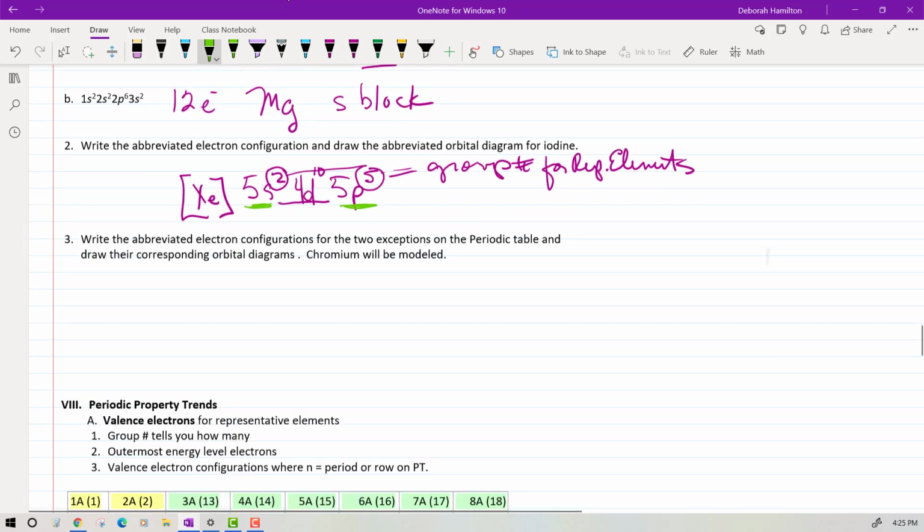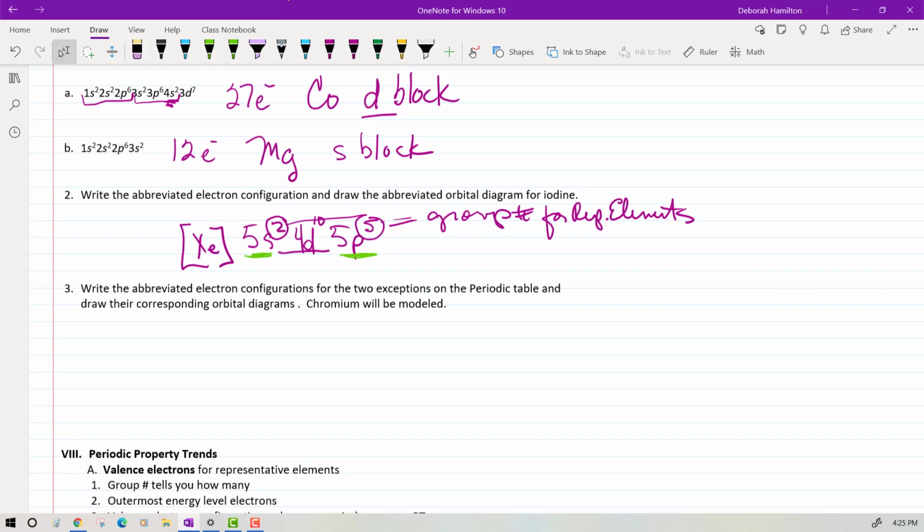Okay, and then the very last thing that we're going to do is copper and chromium. I'm going to model chromium. It's one of the exceptions on the periodic table as to how its last amount of electrons fill in. Chromium is atomic number 24. I've kind of made it a shiny gray because chromium is out there shining up lots of different things because it's such a stable metal. And it's stable because of the way its electron configuration fills in.